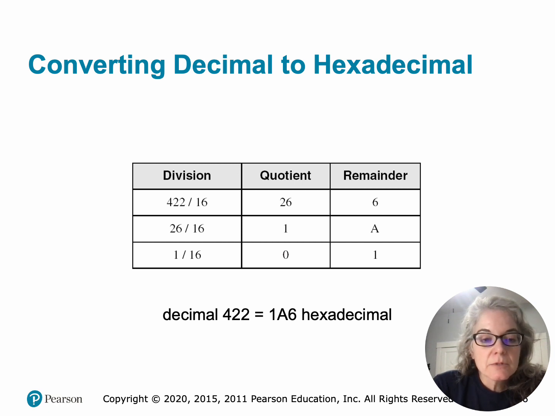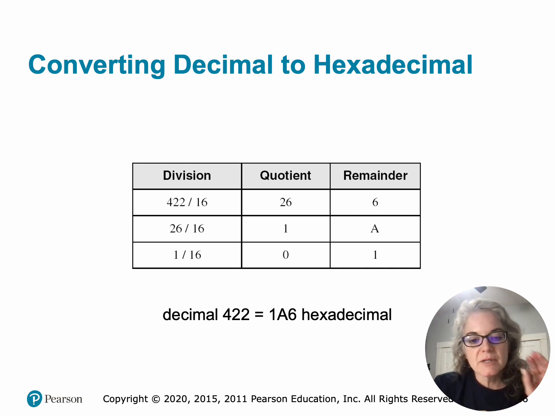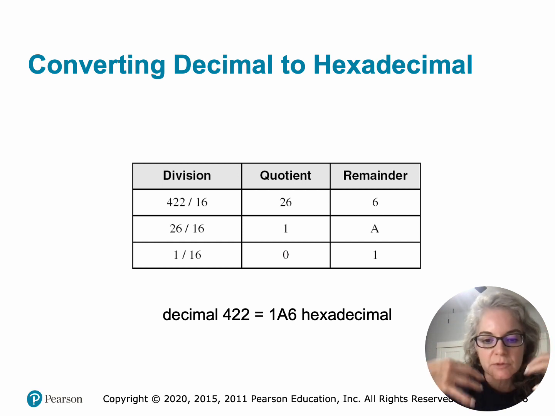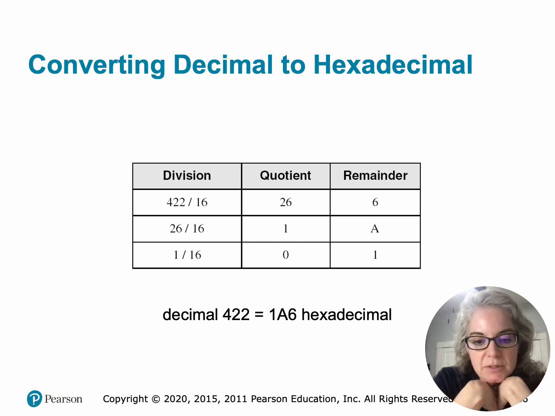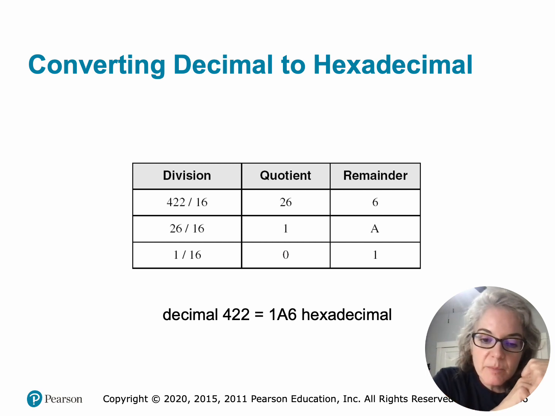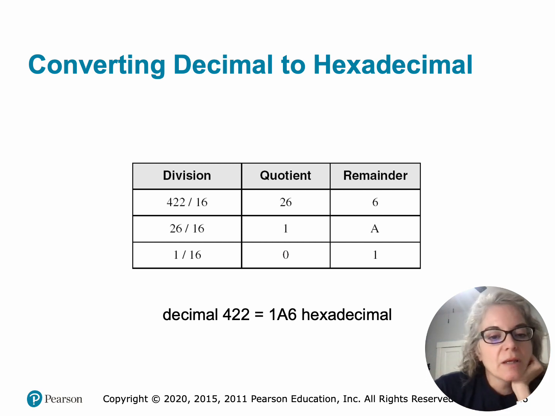Converting decimals to hexadecimals, just like we did the others, you're dividing by the base. So you take your decimal number, whatever our numbers are in the decimal system, and then you divide that by 16, and the remainder is going to be your hexadecimal number. So here you have 422 divided by 16. When you divide that using your calculator, you'll see that you have a remainder of 6.